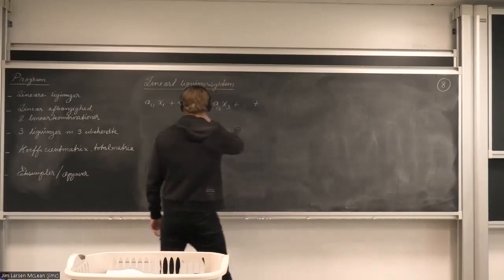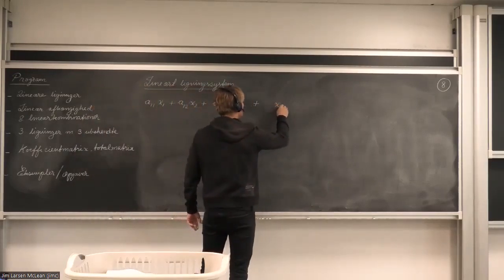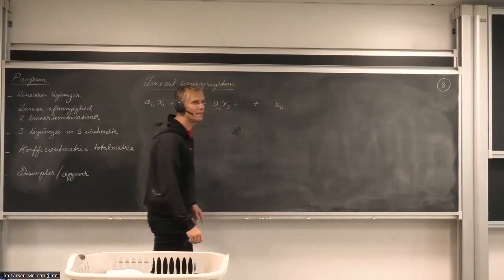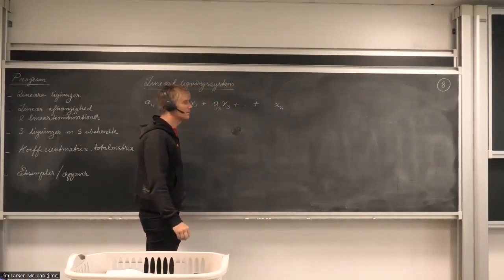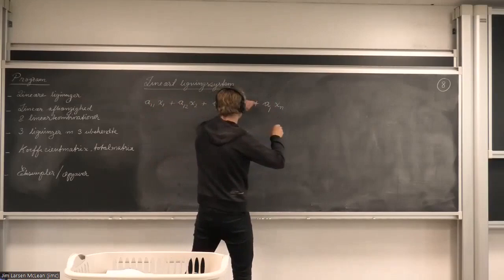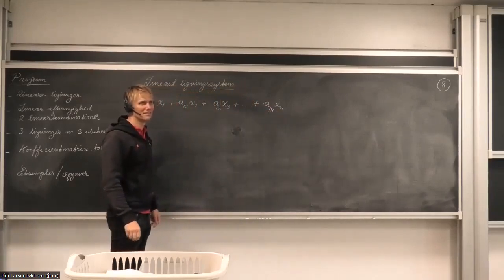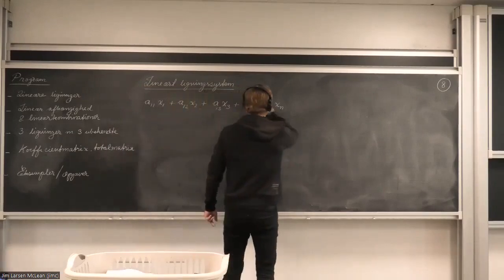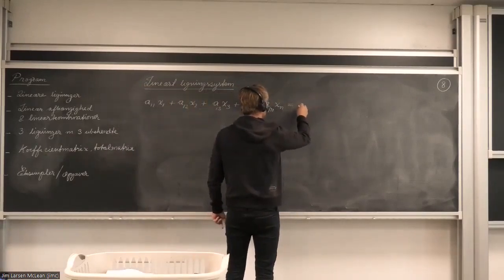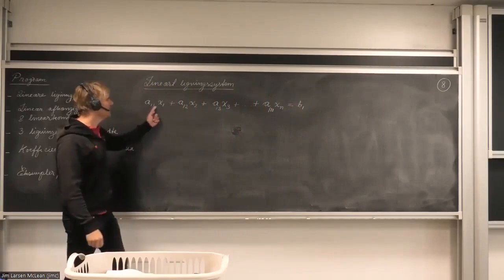I'll call it xn, for the end. And because it's the final unknown, it's also multiplied by some number that belongs to the first row, but it's the nth one, a1,n. And all of this I know, if you add it together, it equals some number. And since it is the first equation, I call it b1.